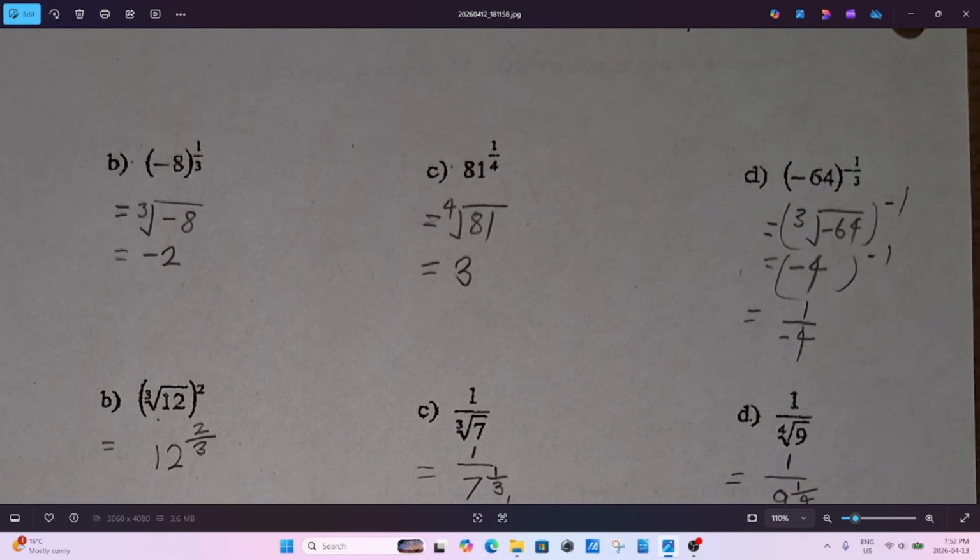Question d, negative 64 to the negative 1/3 is just the third root of negative 64 to the negative 1, which is equal to negative 4 to the negative 1, which is equal to negative 1 over 4.